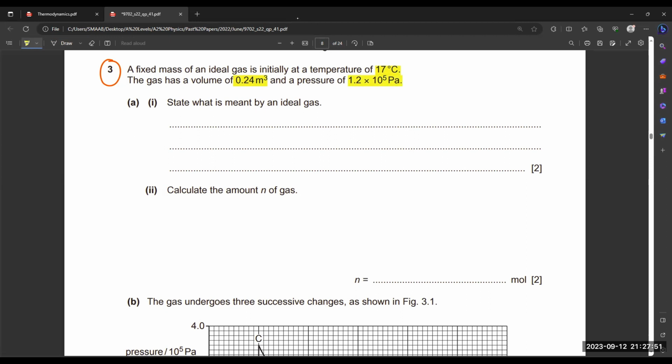First of all, we have to define what is meant by an ideal gas. Do you remember the definition of an ideal gas? Basically, with the concept of an ideal gas, we can say that it is a gas which obeys gas laws, right? When we are able to apply the gas laws on the given gas, it means that is an example of an ideal gas, right?